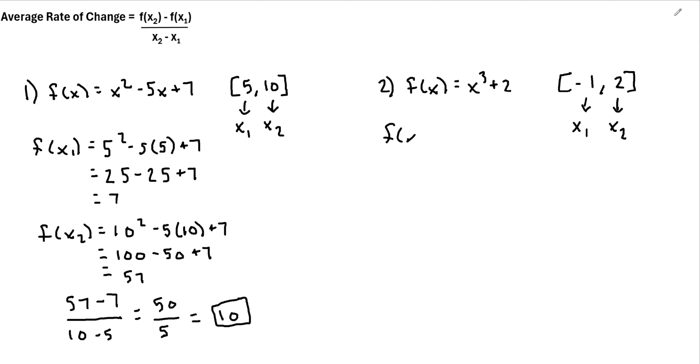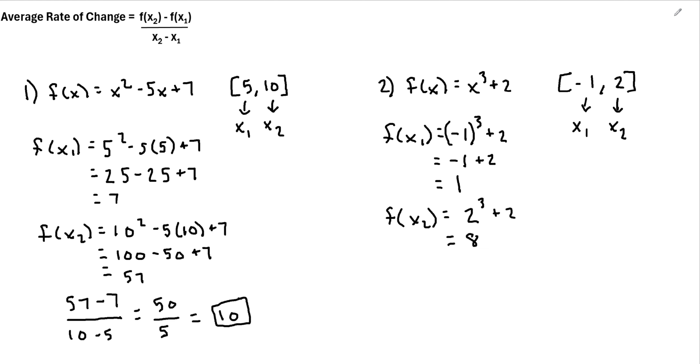So f of x1 is equal to x cubed, so -1 cubed plus 2. So -1 cubed, so -1 times -1 times -1, that's just -1, plus 2. -1 plus 2 is 1, a positive 1. Okay, now we'll plug in our second x value, and we'll get, so x cubed, 2 cubed, plus 2. So 2 cubed is 8 plus 2. 8 plus 2 is 10.